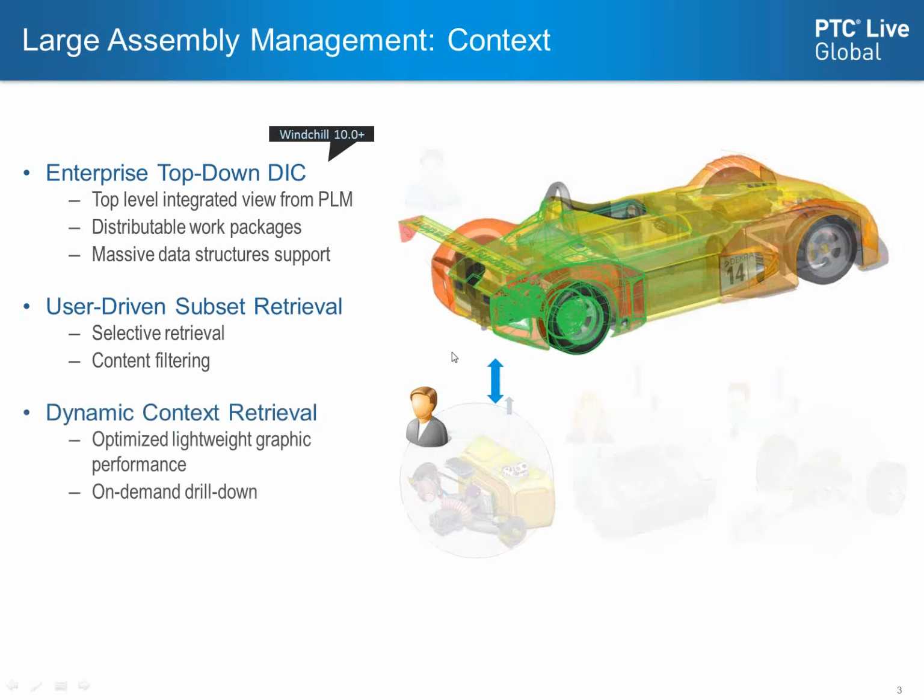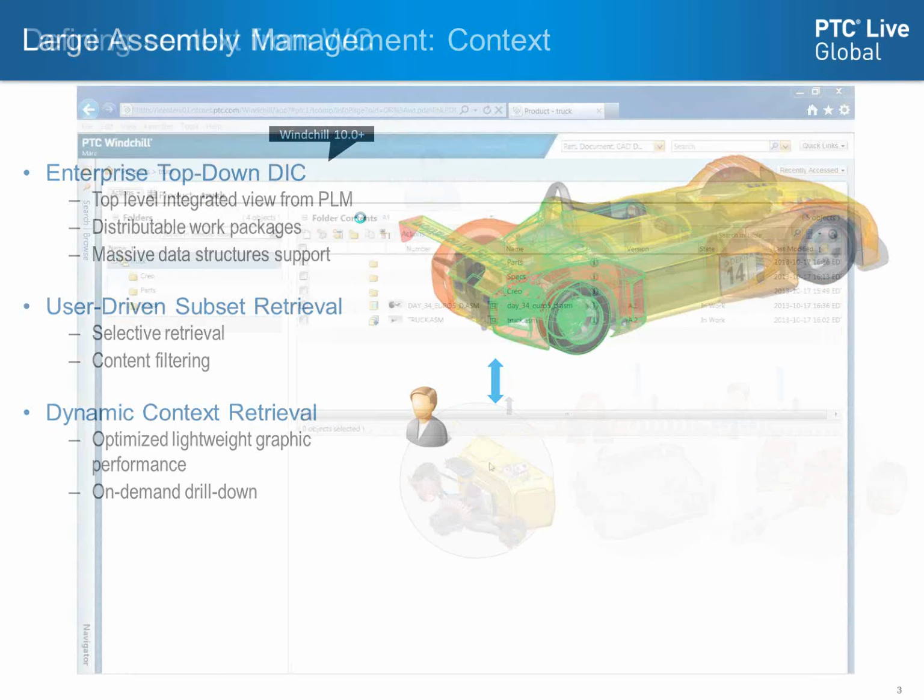And the last method is the dynamic context retrieval. In that case, we are using the lightweight graphics, and instead of defining upfront or on the fly what is the context or the areas that the user is interested to work on, the user simply loads a very quick graphic representation of the assembly, and can on the fly load further details in the areas where he is interested to perform design changes. So let's go through each of these different tools.